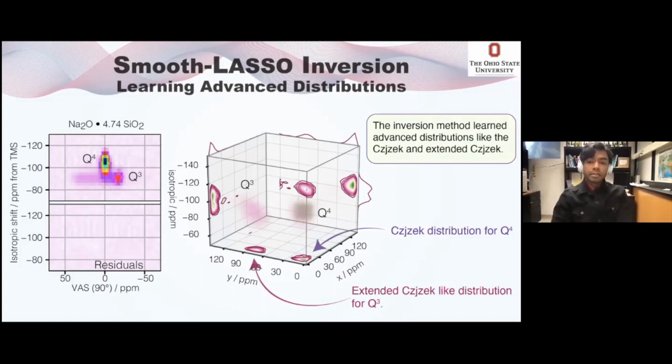Now, if you take a look at the projections that I'm showing onto the XY plane, we will see that the Q4 has a heart-like distribution, which is consistent with a Czjzek distribution, and the Q3 is more like an extended Czjzek distribution. So what we find is that the inversion method learned these advanced distributions, like Czjzek and extended Czjzek, without ever knowing about these distributions.